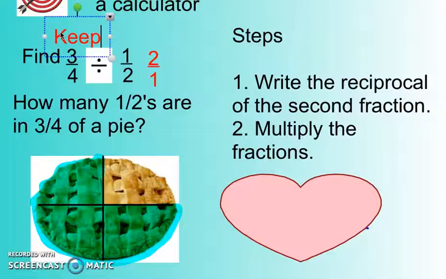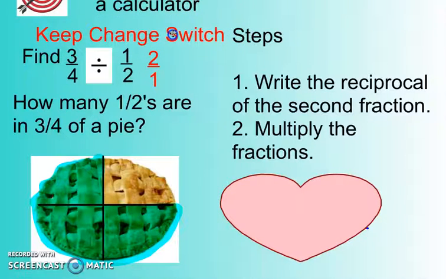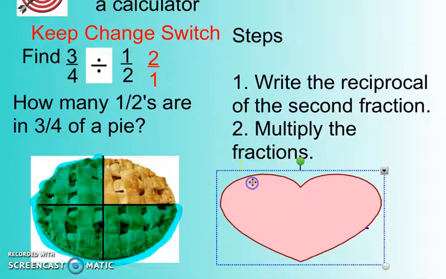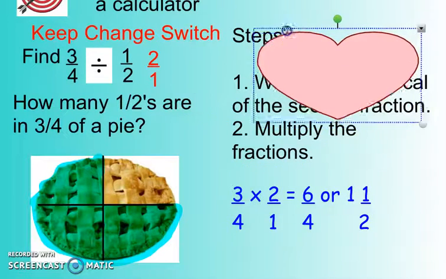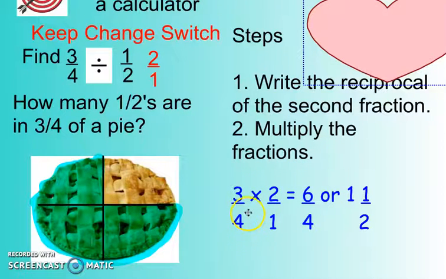keep this 3/4 as is, and then look at the second step. It says multiply the fractions. So I'm going to change to multiplication, and I'm going to switch to the multiplicative inverse. And so keep, change, switch. So this is what it looks like. If I do that, I take 3/4, I keep it the same, change to multiplication, and switch to 2/1.